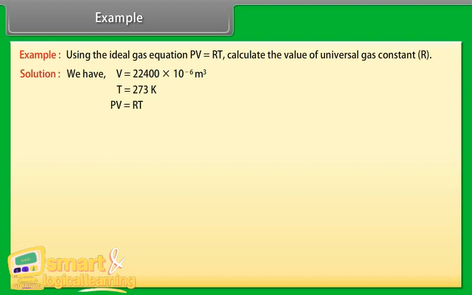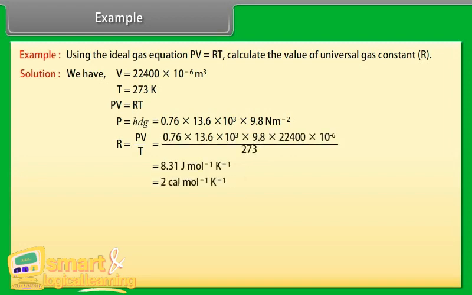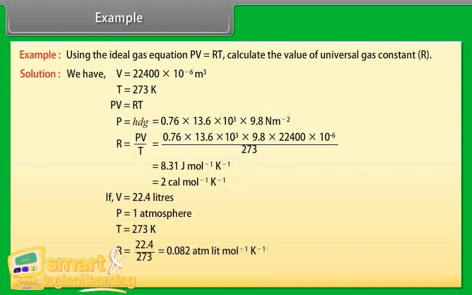PV is equal to RT. P is equal to 1 atmosphere. Now, we calculate value of R by putting the values. R is equal to PV by T is equal to 2 calorie per mole per Kelvin. If V is equal to 22.4 liters, P is equal to 1 atmosphere, T is equal to 273 Kelvin, R is equal to 0.082 atm liter per mole per Kelvin. Hence, the value of universal gas constant is 0.082 atm liter per mole per Kelvin.